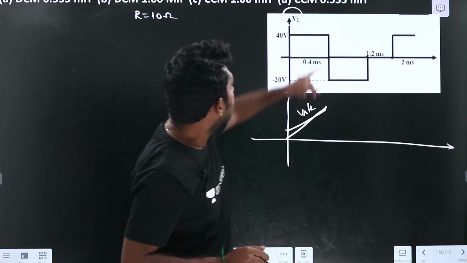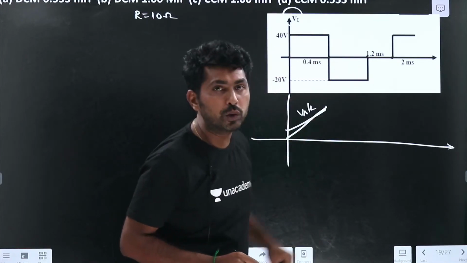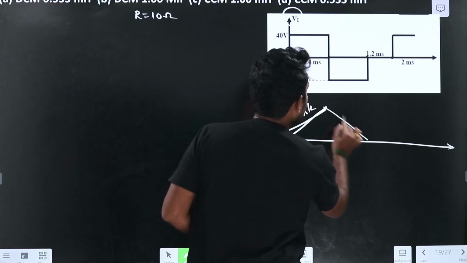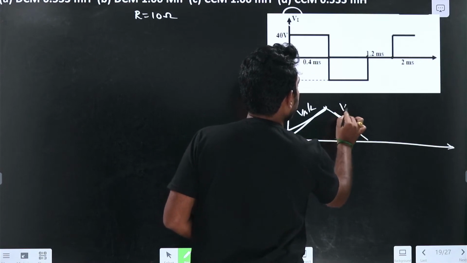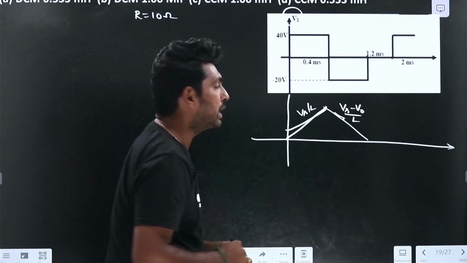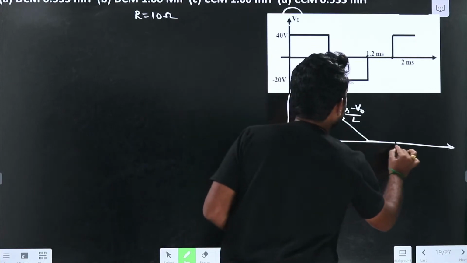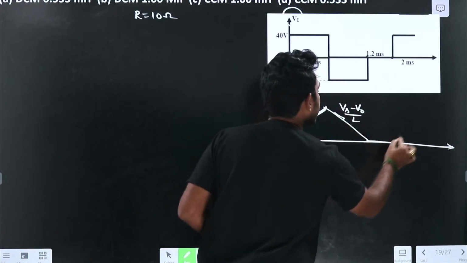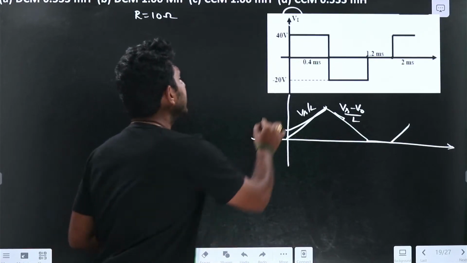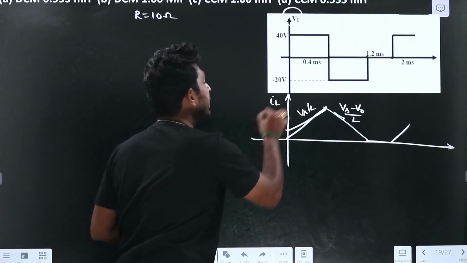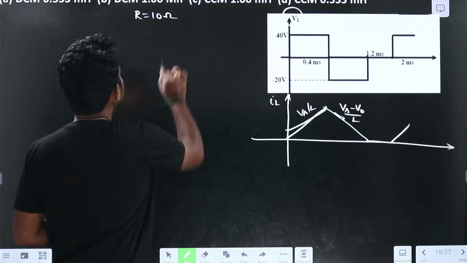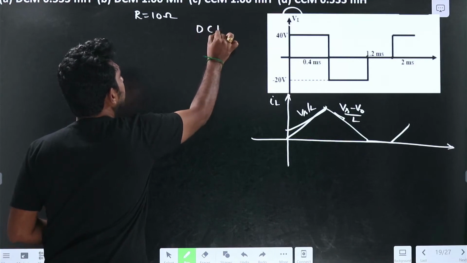After that, from 0.4 to 1.2 milliseconds, it will be (Vs minus V0) by L. Now this portion will be the same. By observing the inductor waveform, we can tell that it is operating in the discontinuous conduction mode. So the first one is clear.